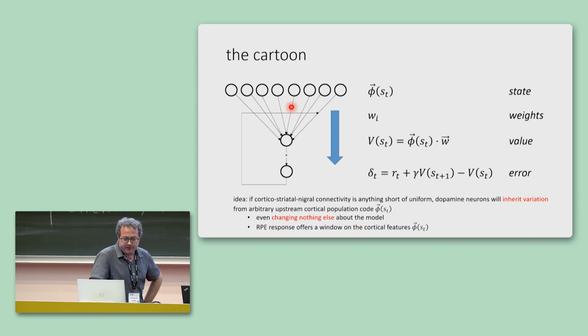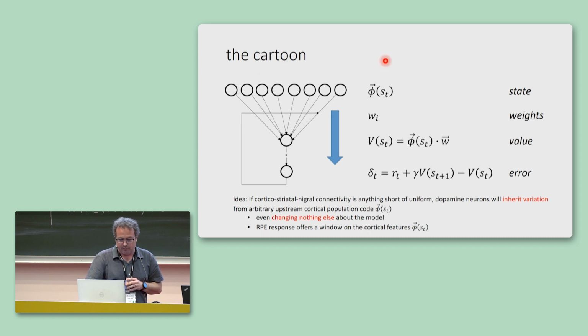In particular, if the connectivity from here to here to here to here is anything short of perfectly uniform and convergent, so that all the neurons get the same inputs, then any variation in the cortical code is going to be reflected in variation in the striatal code and variation in the dopaminergic code, just like a funhouse mirror. It couldn't be otherwise. It's just going to inherit that population code, even if you don't change anything else about the model or how you interpret it. So in that respect, the reward prediction error response is going to show you a window on the feature code that's two steps back from it in cortex, which is the state that we're interested in.